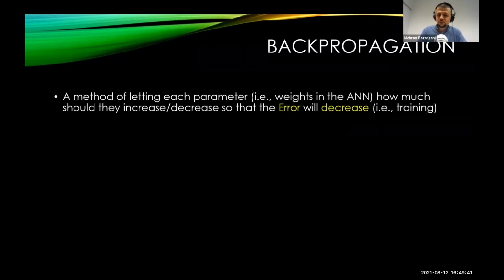Now, let's touch on the idea of the backpropagation algorithm. It is a method of letting each parameter in your artificial neural network, which are the weights of your artificial neural network, know how much they should increase or decrease so that the error will decrease, right? So this is called training, right? So you backpropagate the knowledge that you get after computing the error. You backpropagate that knowledge throughout the entire network. Doesn't matter how many parameters you have, you'll talk to each and every one of them and let them know how they should change, right?